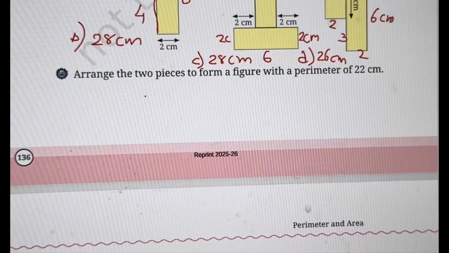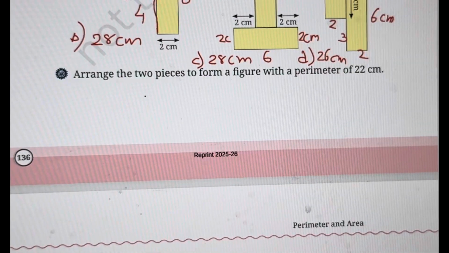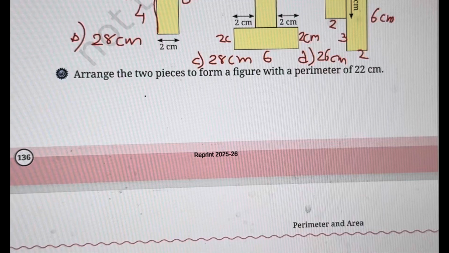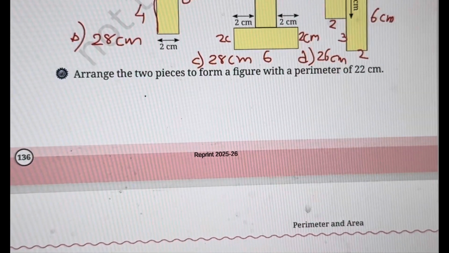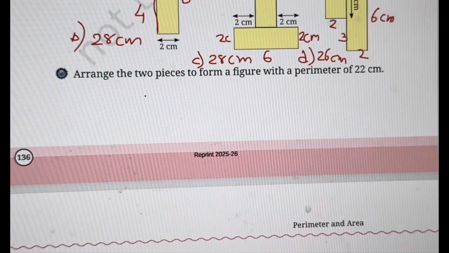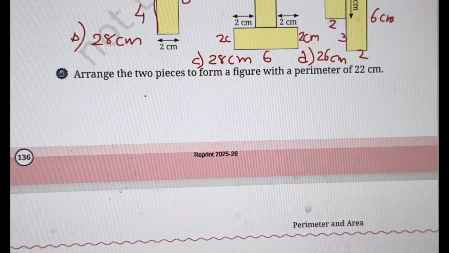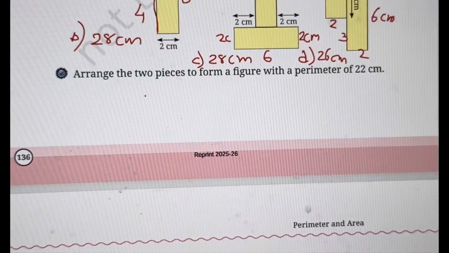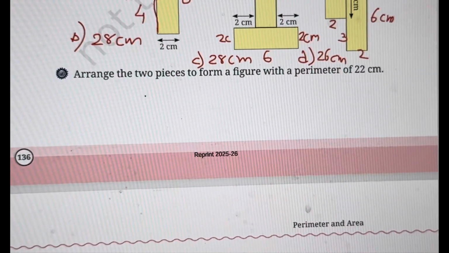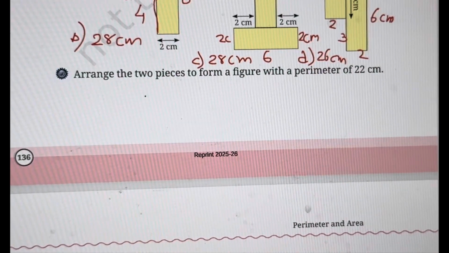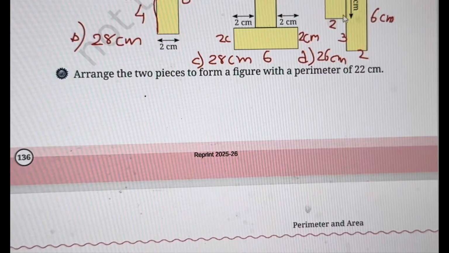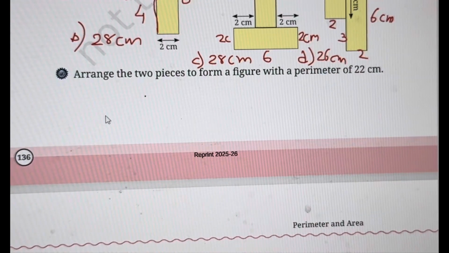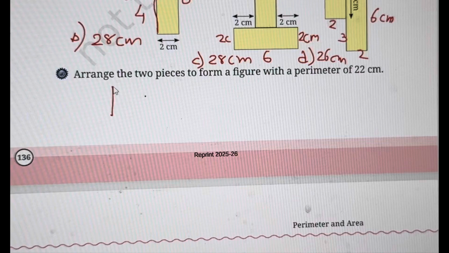Now arrange the two pieces to form a figure with perimeter 22 centimeter. Now we observed that by arranging them side by side, we could reduce the perimeter. Like in all other cases, it was 28 centimeter. Now we want it further 22 centimeter. Now if we arrange them side by side, then what happens? Let us try to arrange. We need to bring it more closer because see what happens if I arrange them side by side.